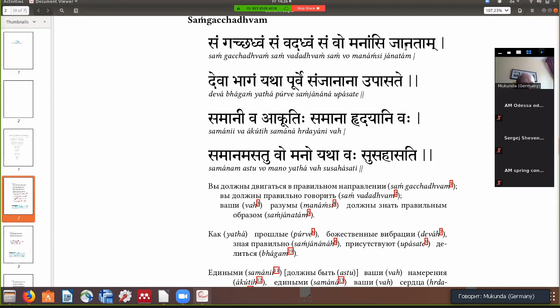And the word janatam is derived from the root jna. Actually, there you have this conjunct consonant of jnya or gya. As I said, there are different ways to pronounce it. And that is very close to the English word know, where you have a K and an N.